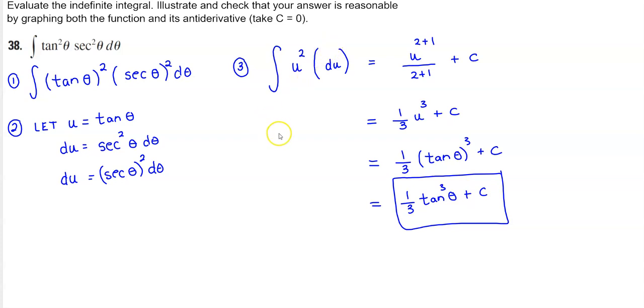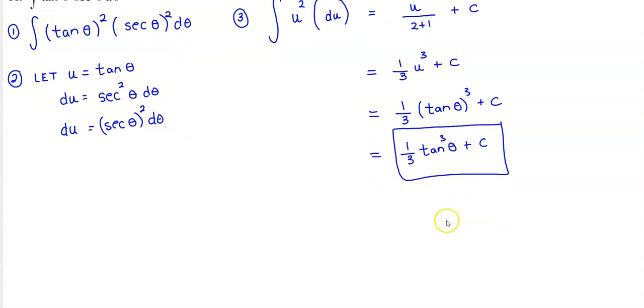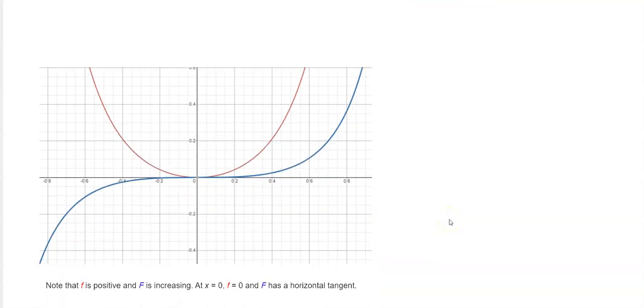And now what we want to do is take a look at and illustrate what happens when you graph this function and the antiderivative. So down here you can see that the blue represents the antiderivative and the red represents the function. So note that f is positive and f is increasing, and at x equals 0, f is equal to 0, and we can see that f has a horizontal tangent.